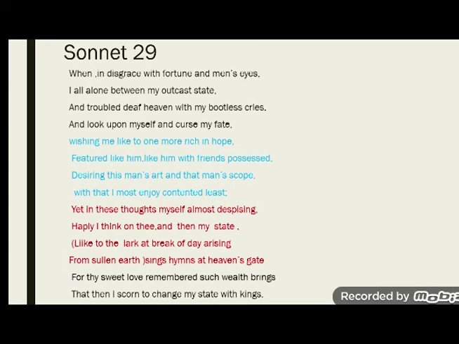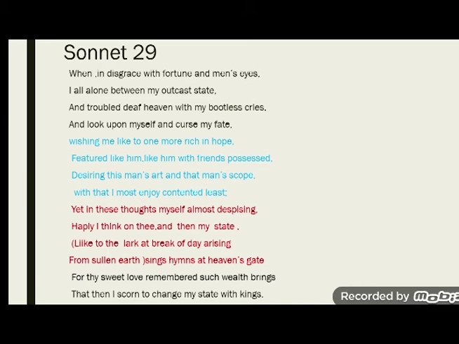Look at the third stanza. This is my situation, no friends, no money, yet in these thoughts myself almost despising. Haply I think on thee, and then my state. I really feel jealous of my friends who are better placed, better talented, who are lucky. So in a situation like this, when I was struggling with such bad thoughts, I was just despising myself. Haply I think on thee, and then my state. By chance I started thinking of you. When I started thinking of you, suddenly my situation changed.